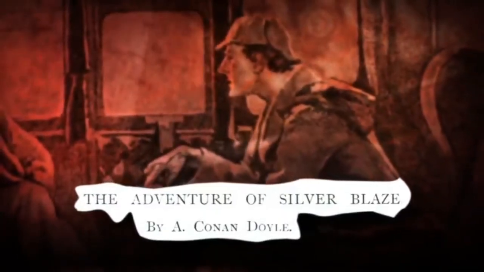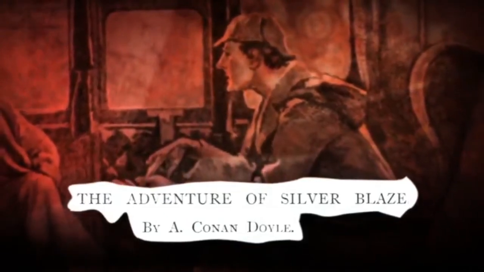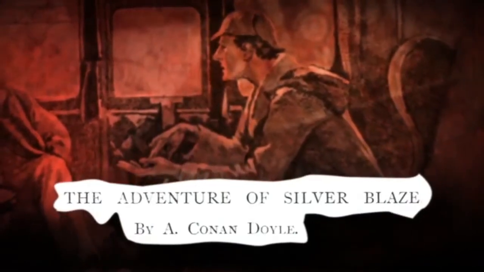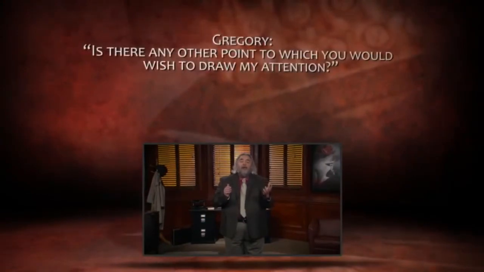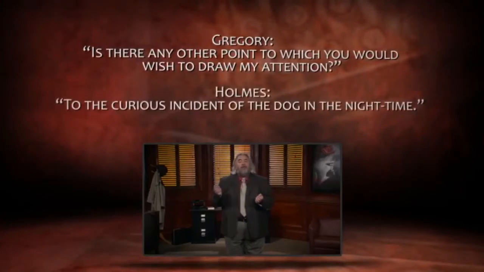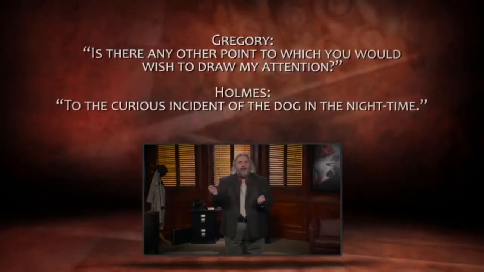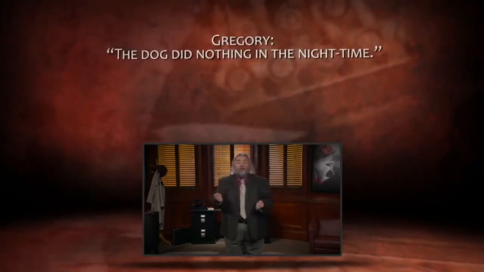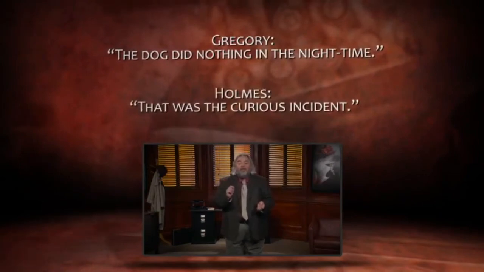In The Adventure of Silver Blaze, for example, Holmes is investigating the theft of the eponymous racehorse on the eve of a big race. The story includes this famous bit of dialogue between Holmes and Gregory, a Scotland Yard detective. Gregory says, "Is there any other point to which you wish to draw my attention?" Holmes replies, "To the curious incident of the dog in the nighttime." Gregory says the dog did nothing in the nighttime, and Holmes concludes that was the curious incident.